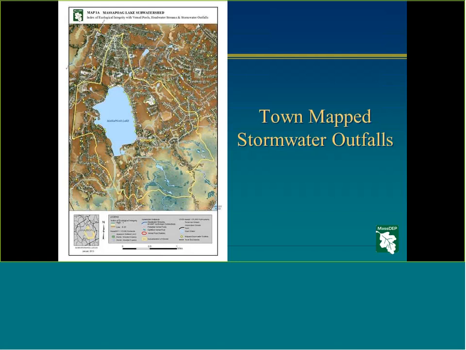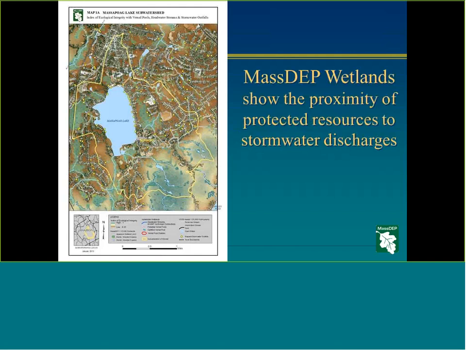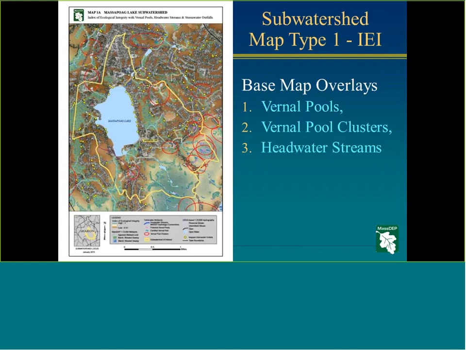The town-mapped location of stormwater outfalls, shown here in yellow dots, provides insight as to how stormwater discharges might be impacting waters of the Commonwealth. The wetlands layer in deeper green shows the proximity of protected resources to stormwater discharges.